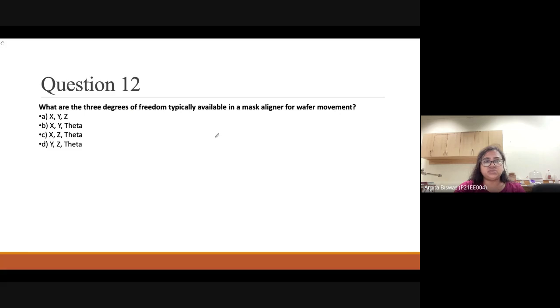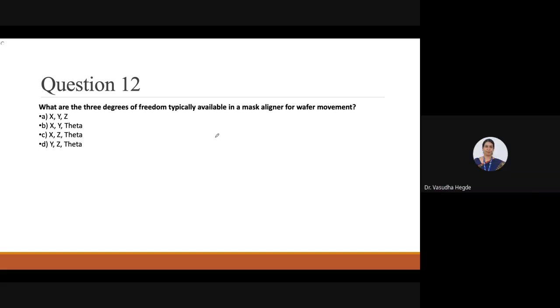Then we come towards question number 12. What are the three degrees of freedom typically available in a mask aligner for wafer movement? First is XYZ, second is XY theta, third one is XZ and theta, and the fourth is YZ and theta. It's XY theta, B. Yes.